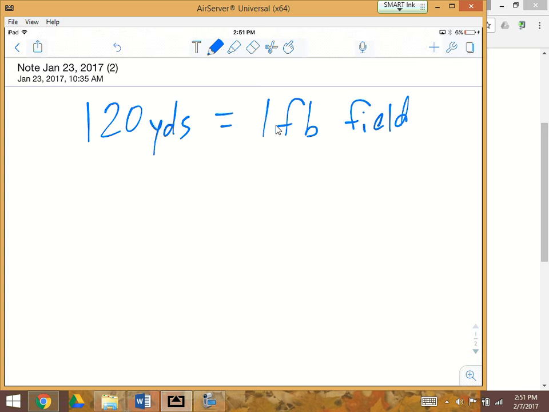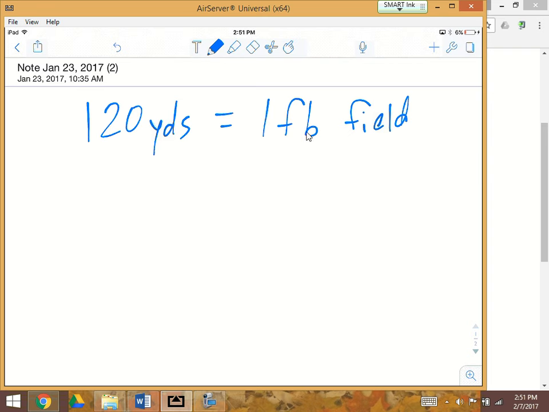Because there's obviously fewer, right? So we have one football field and there's 120 yards. So obviously a football field is bigger than a yard because it takes 120 of those to equal one field. When I write my equation, I always start with my one. So I'm going to write one field, and in this case, one field equals 120 yards.